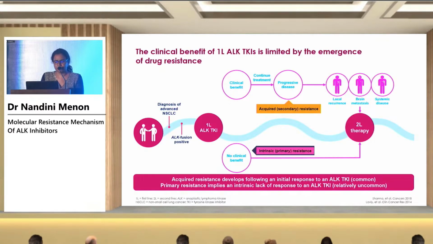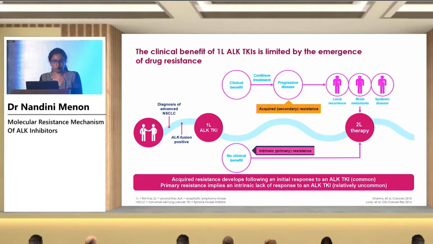So we know, like sir had discussed in the previous talk, that the limitation of first-line ALK TKIs, including the next generation ALK TKIs, is the development of resistance, which limits the benefit with the TKI. There can be two types of resistance. One is primary resistance, which is the less common resistance we encounter in clinical practice. It's actually very rare, where the patient does not get any kind of response within the first 3 months of using a TKI, and it's defined as primary resistance. So there is an intrinsic lack of response to the TKI.